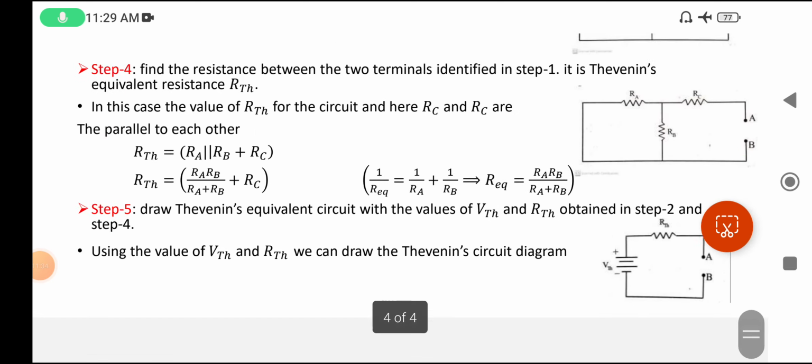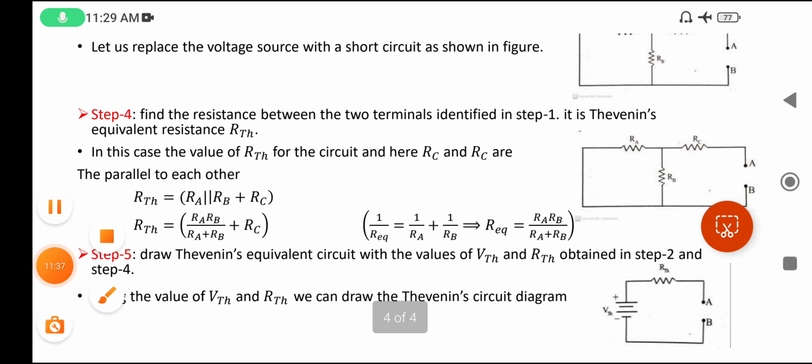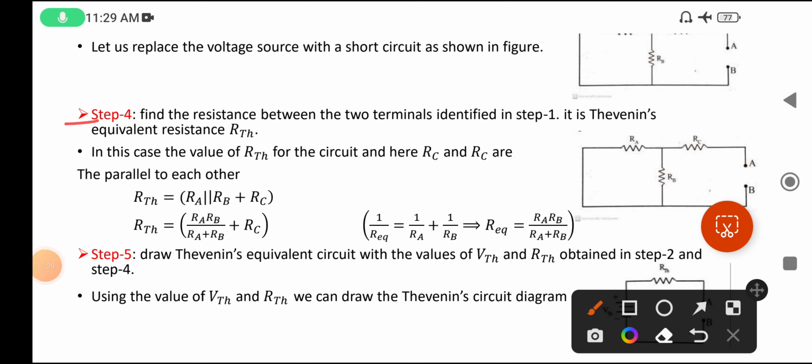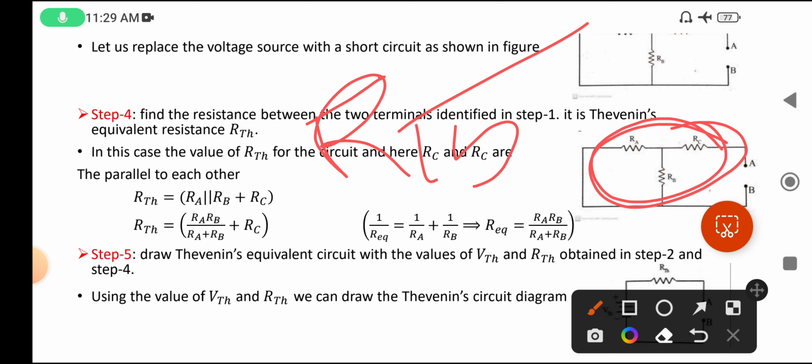Next, it is step 4. What is step 4? Find the resistance between the two terminals identified in step 1. This is the Thevenin's equivalent resistance, R Thevenin. So in step 4 we have to find the Thevenin resistance. Okay, come to the diagram. How many resistances are there? Three resistances are there. Their resultant resistance is simply R Thevenin.